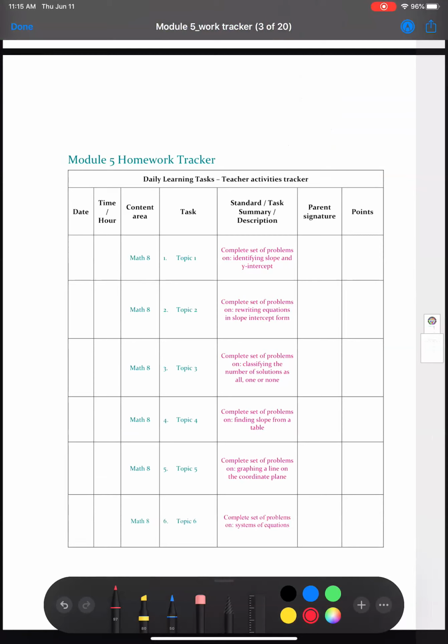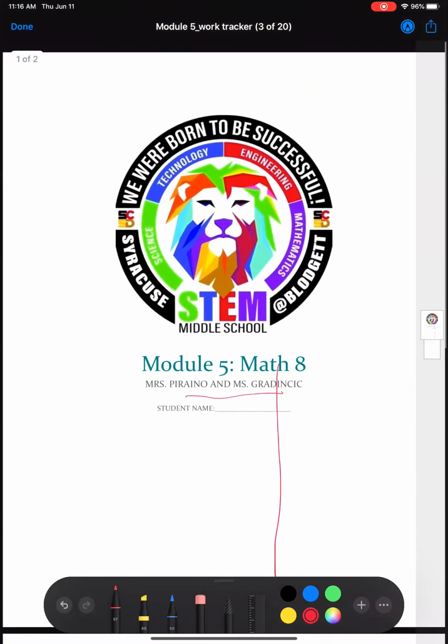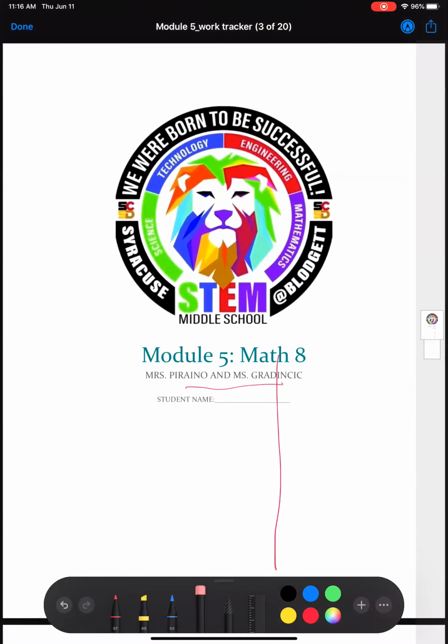You'll have this little tracker here, and as you can see, there's 6 topics. All of these topics are reviews. So the packet that you received in the mail, or a packet that you can open up on Canvas, will look like this. And like I said, on Canvas it's going to be 3 separate files.